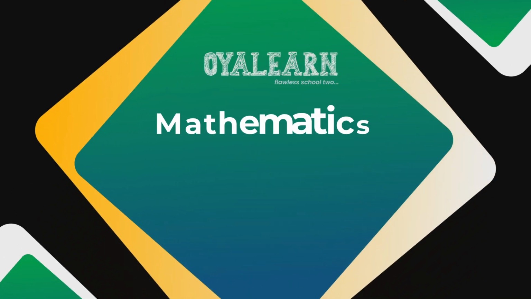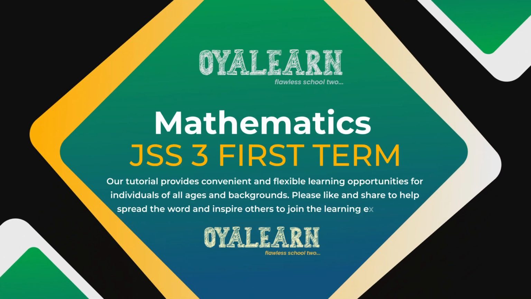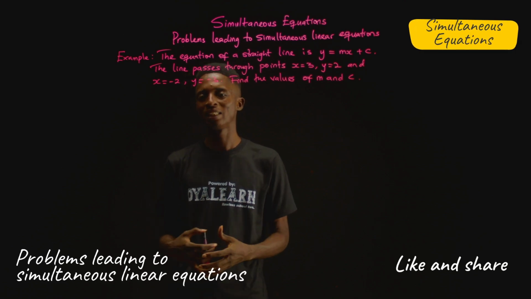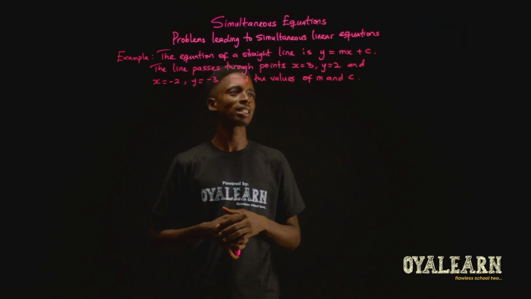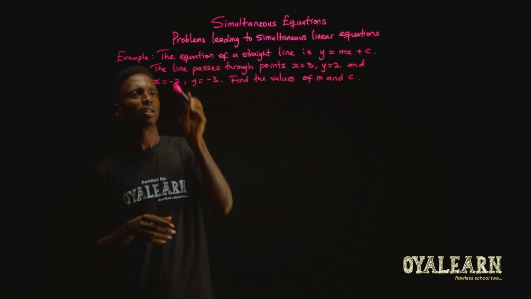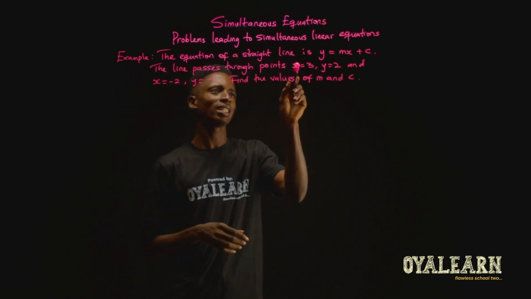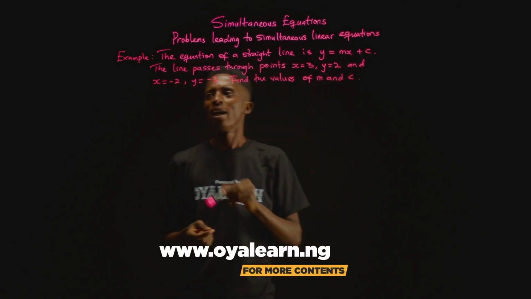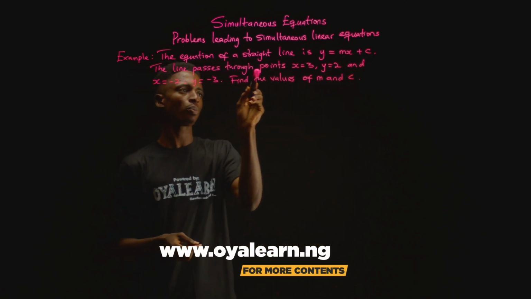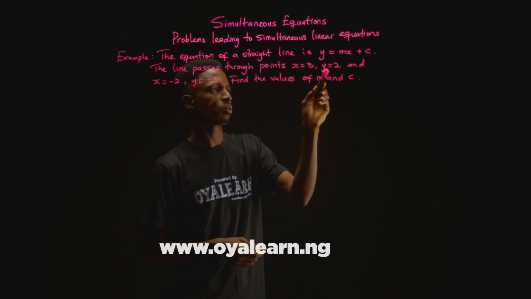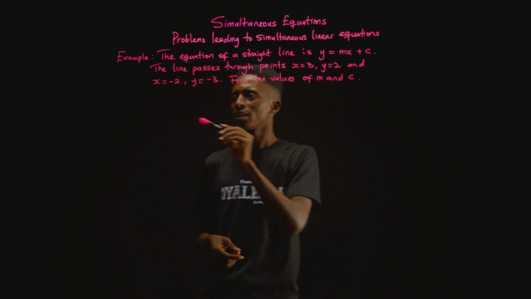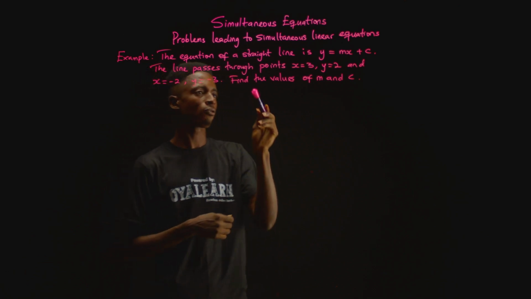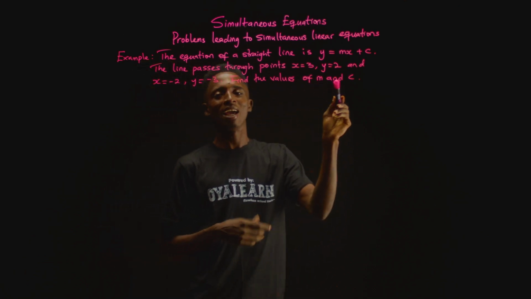There are some problems you will be faced with that, in trying to solve them, will lead you to simultaneous linear equations, like the one in this example. We are told the equation of a straight line is y equals mx plus c, and that the line passes through the points x equals 3, y equals 2, and x equals minus 2, y equals minus 3. And we are to find the value of m and c.